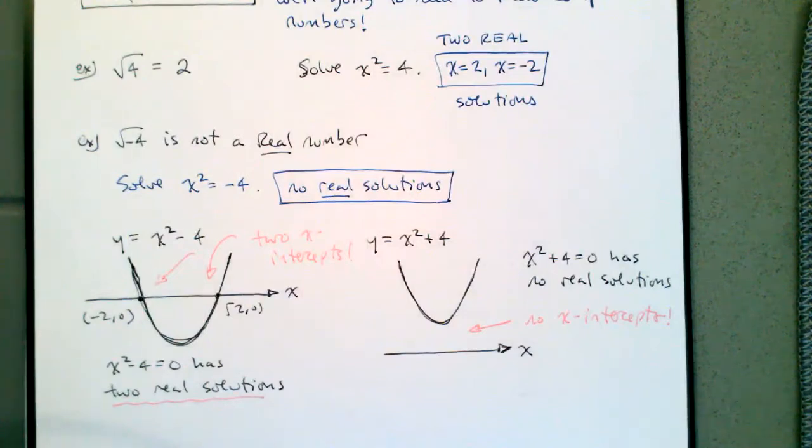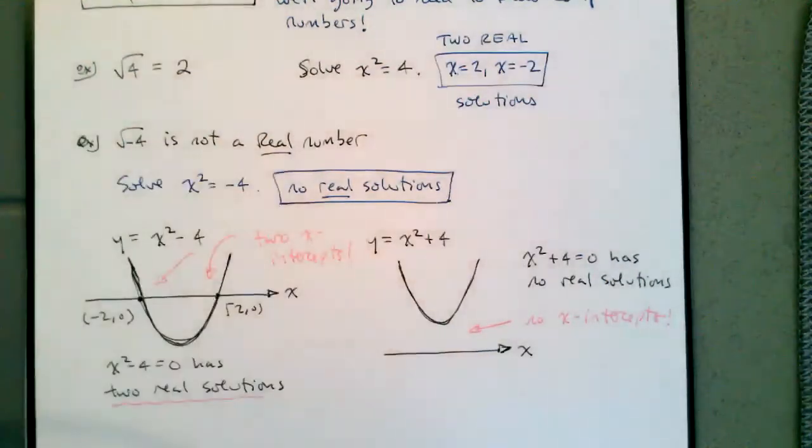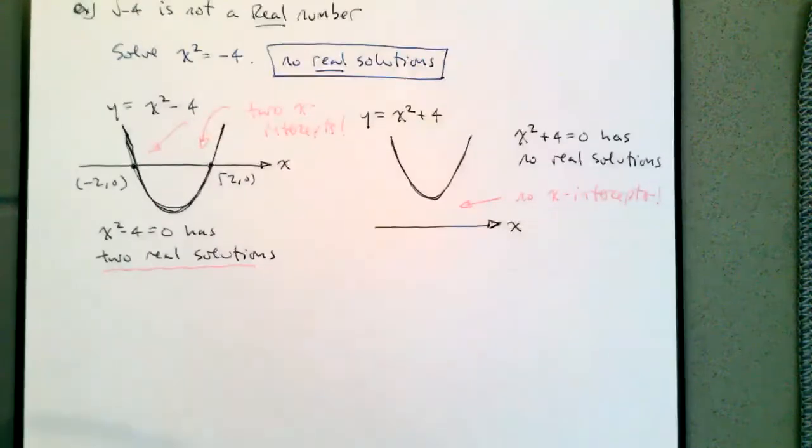But although x squared plus 4 has no real solutions, it does have complex solutions. So when we look at expressions like the square root of negative 4, we know that this is not a real number. The square root of negative 4 is not a real number. So if it's not real, then what is it?